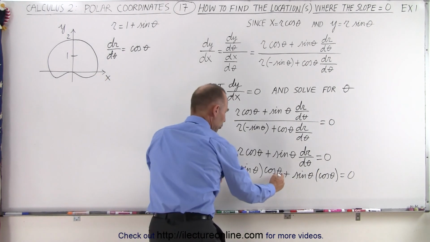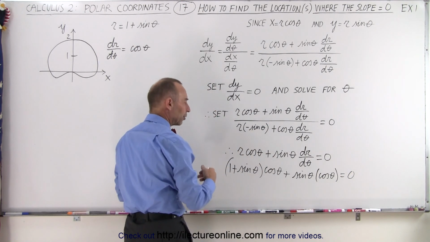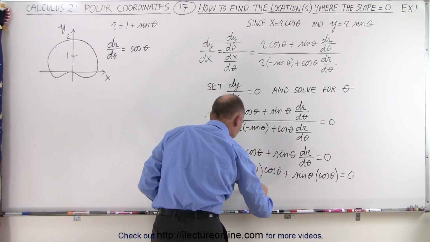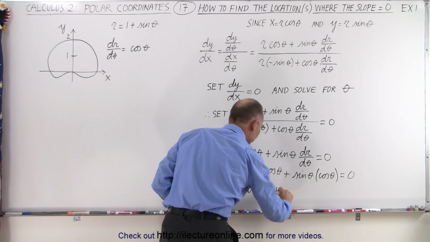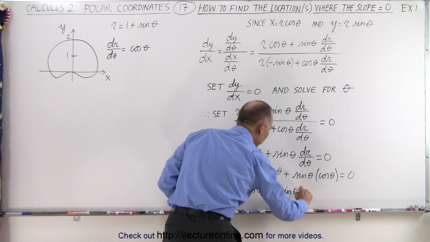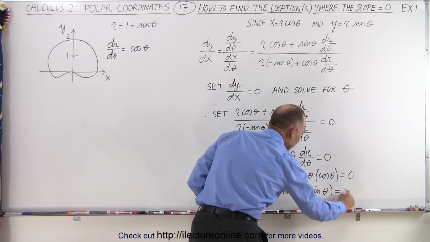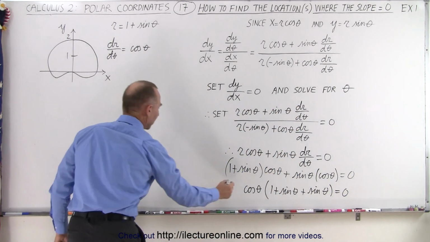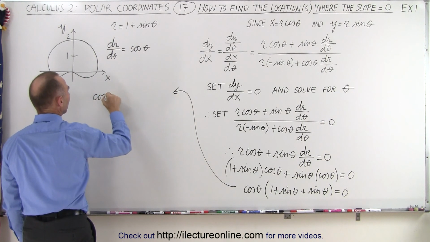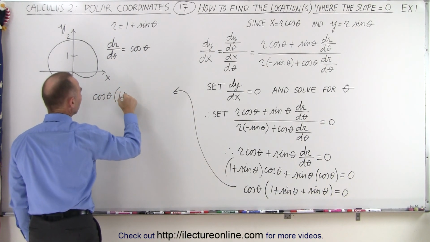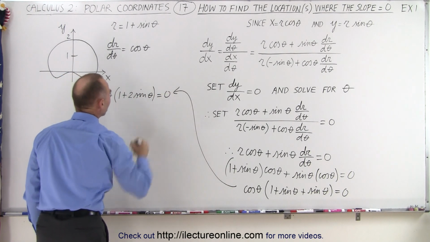Also notice that we have two expressions right here, or two terms, and for each term we can factor out a cosine of theta. So this becomes the cosine of theta times 1 plus the sine of theta, plus the sine of theta from here. And that equals 0. Now simplifying this, so now we have the cosine of theta times 1 plus 2 times the sine of theta is equal to 0.